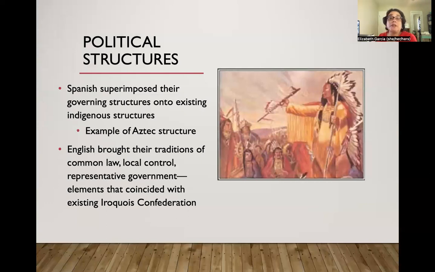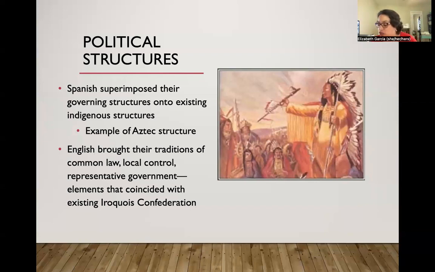There were also different political structures existing already in the United States and in Latin America that fit with the political structures of Spain and England. So the Spanish superimposed their governing structures onto existing indigenous structures. One example that the reading talked about was the Aztec structure, where there was a particular ruler who ruled over all of the people, among which caste differences existed.